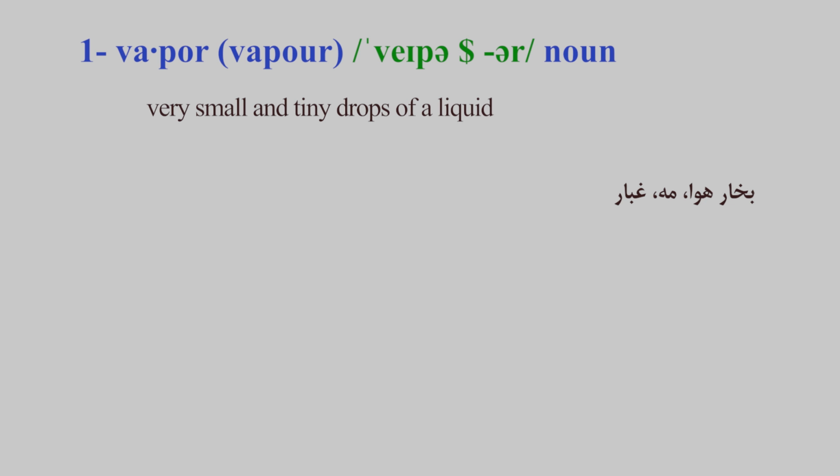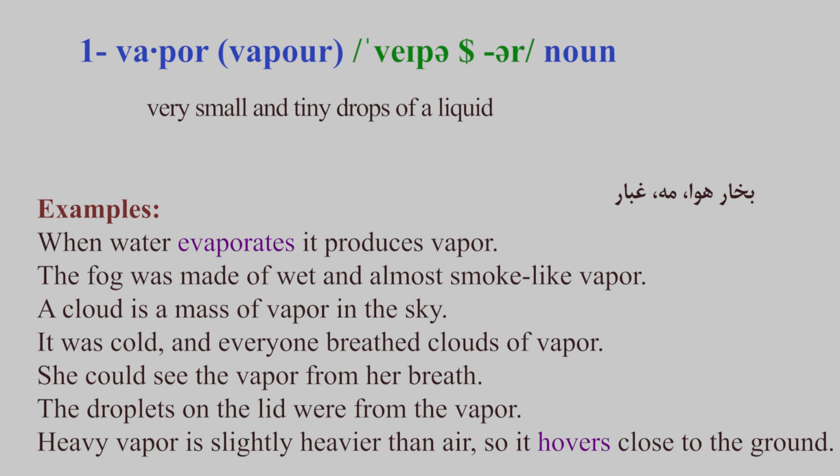So vapor means very small and tiny drops of liquid. These tiny drops are floating in the air and mostly it is caused because of heat. If you look at the screen, we have some synonyms for it: moisture, fog, mist, and steam. We have some examples here. The first example is when water evaporates, it produces vapor. It is clear, for example, when it is hot. When the water is heated, the temperature goes high and it vapors.